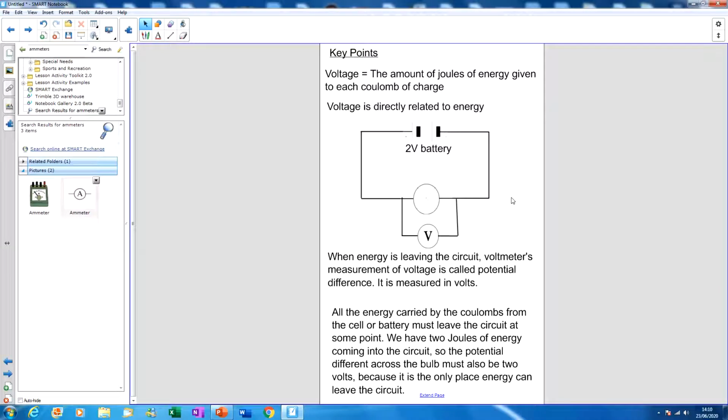So all energy is carried by coulombs from the cell or battery. Then it must leave the circuit at some point. We have 2 joules of energy coming into the circuit per coulomb. So just add that in.